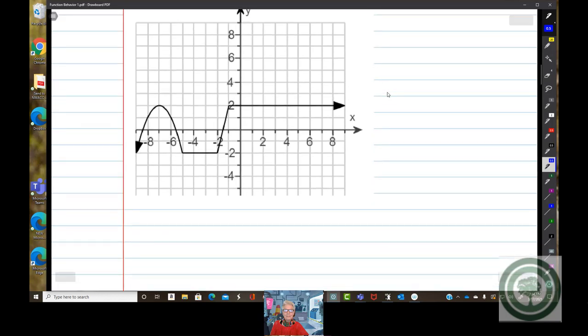So here we go. Here is a function. Probably it's a piecewise defined function. We don't need to know that though. In math, we look at issues of increasing and decreasing from a left to right perspective.